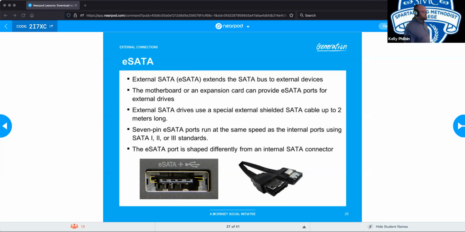To be able to utilize this, the cables themselves can stretch up to about 2 meters or 6 feet. 7-pin eSATA ports run the same speed as their internal cousins, utilizing SATA 1, 2, or 3. They do have a slightly different shape as we were just identifying here, but they should be clearly marked on the outside of your computer, either stating eSATA or they might be a red connector as well. Questions with regards to SATA?